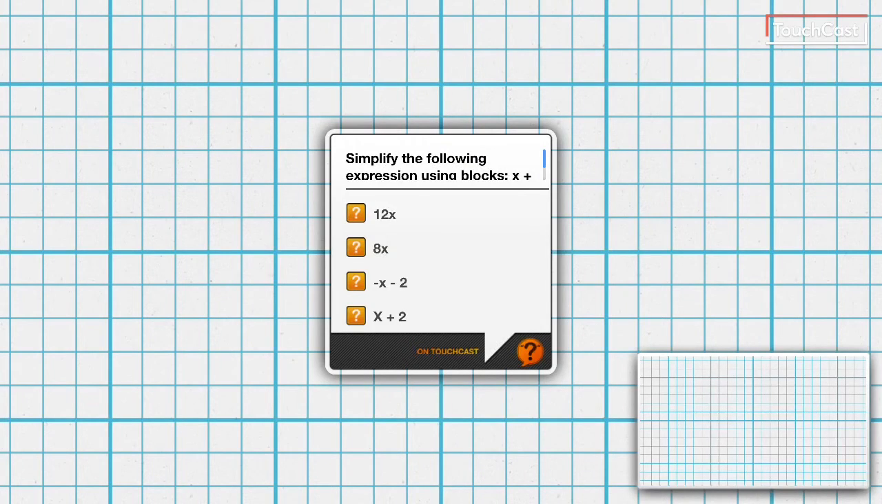Please use your algebra blocks to try to simplify the following expression. X plus 4x minus 6x minus 2. Choose the correct answer and either show your teacher or answer it in the note check. This is the end of part 2.